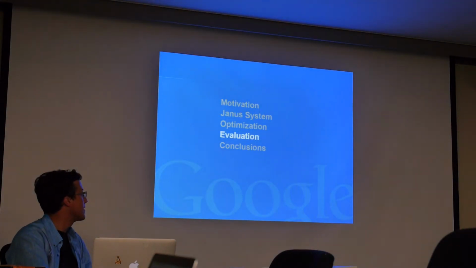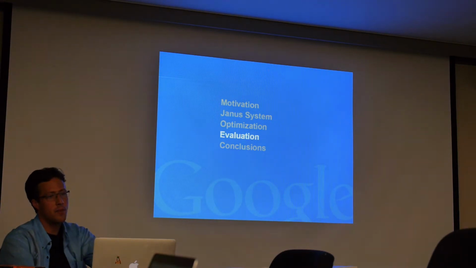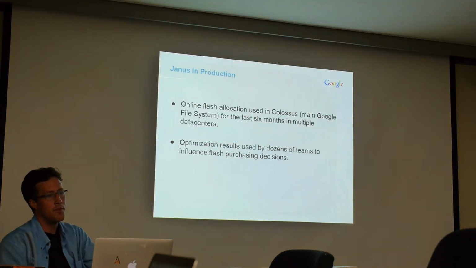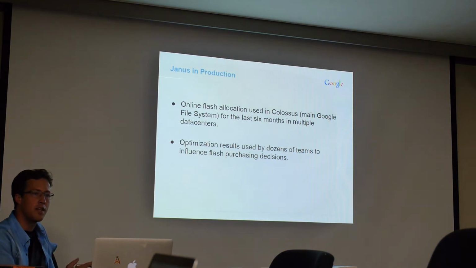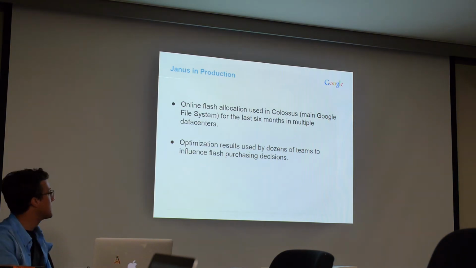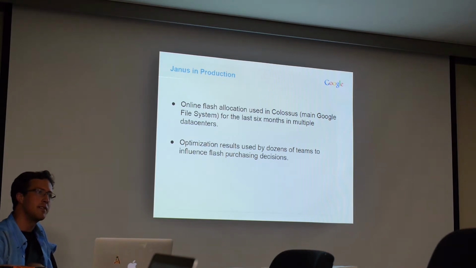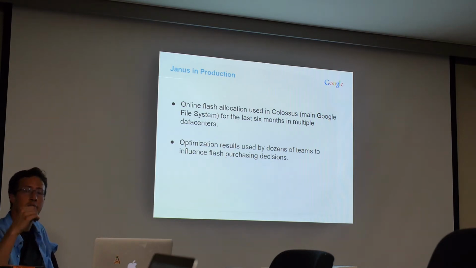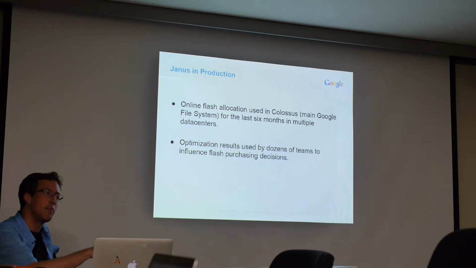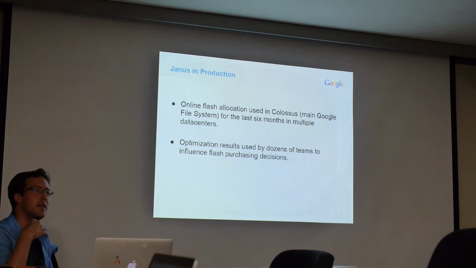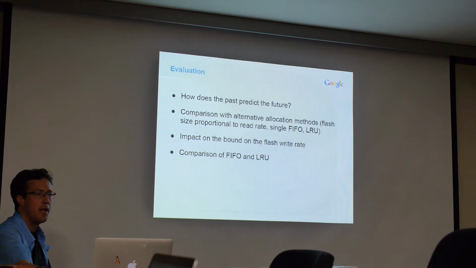So how does this work in practice? Is it just too complicated and doesn't work, or is it useful? This online flash allocation has been used in Colossus, the main Google file system, for the last 18 months now in multiple data centers around the world. The optimization results are used by dozens of teams to influence future flash purchasing decisions. So it's not just used for online placement, but also for determining how much flash I need next year and how many disks I need to purchase, and many teams use it for that as well.